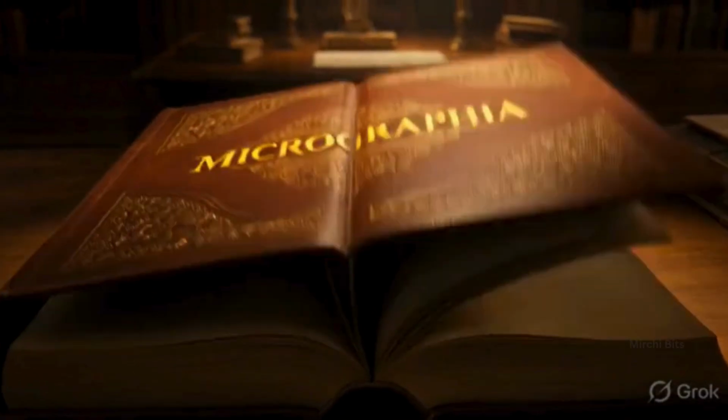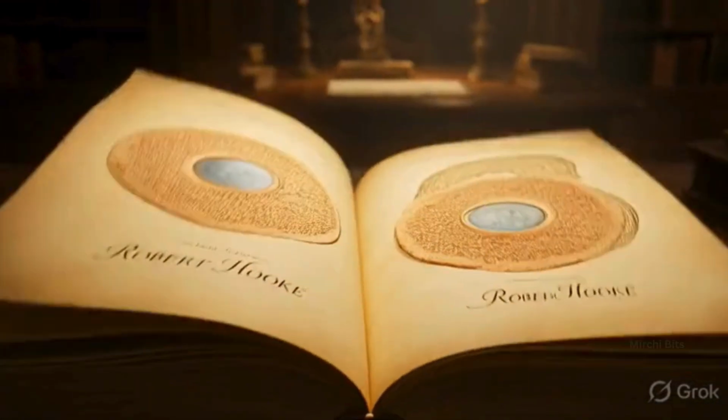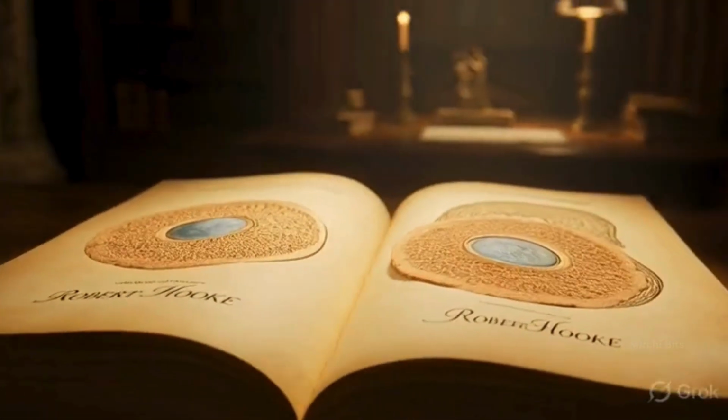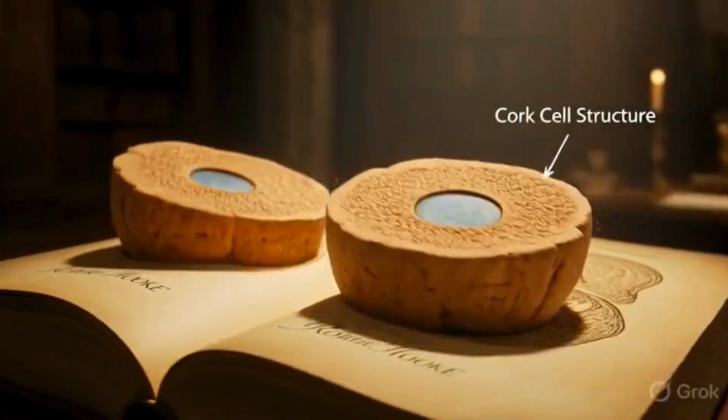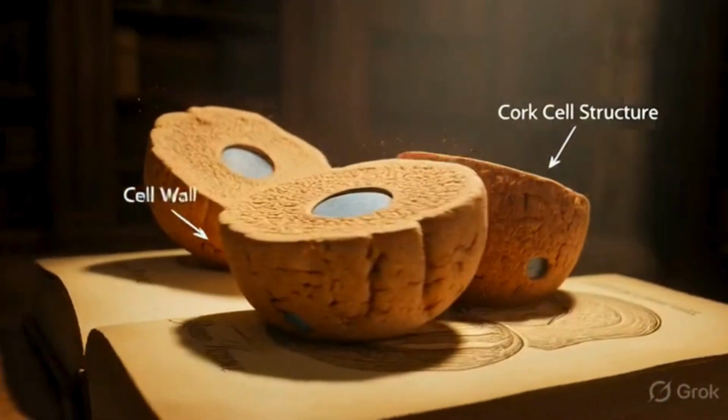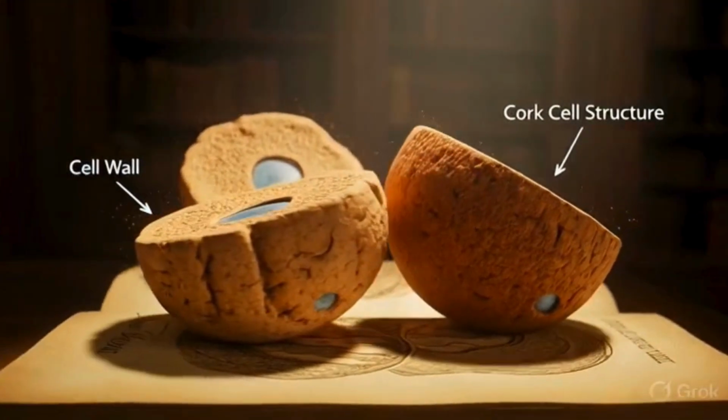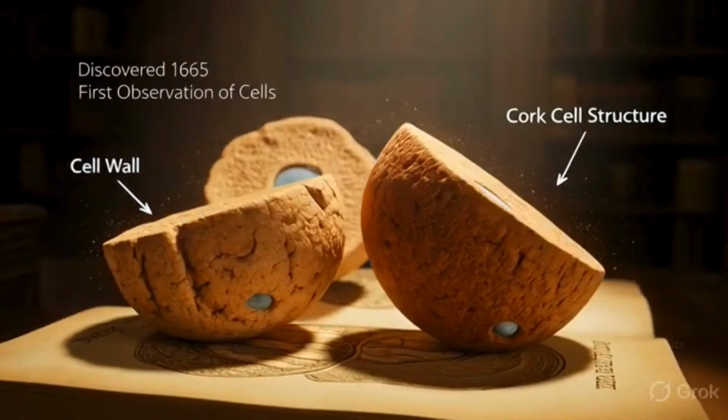Robert Hooke recorded his observations in a famous book called Micrographia. This was the first time the term cell was introduced in science. His discovery marked the beginning of cell biology.